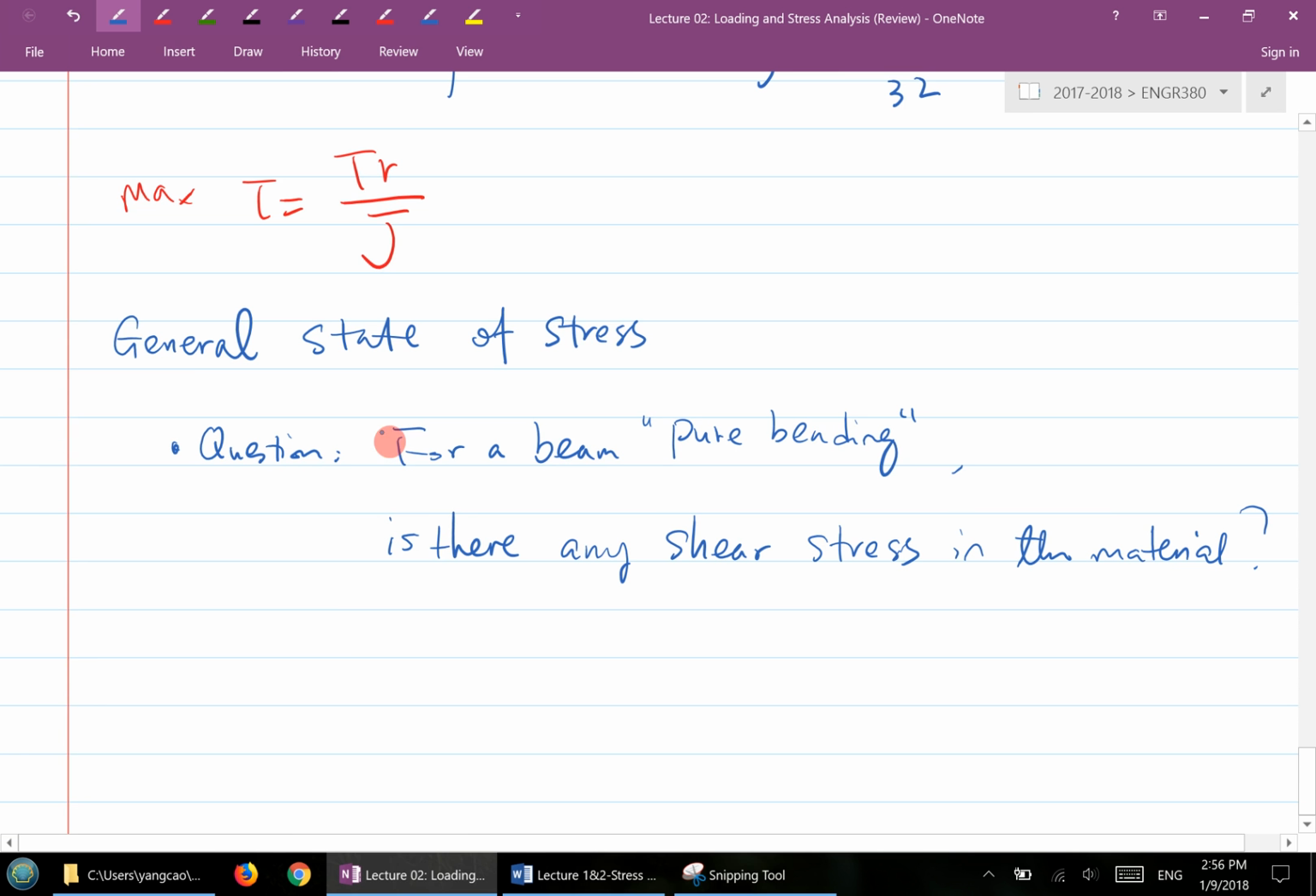Let's say this is one case. How about another scenario, for a beam or bar in uniaxial tension? If you have a shaft and you just load it axially, and you cut a cross section vertically, do you see any shear stress on the cross section? No, right? You only see the axial normal stress. But the question is, is there any shear stress in the material at all, or not?